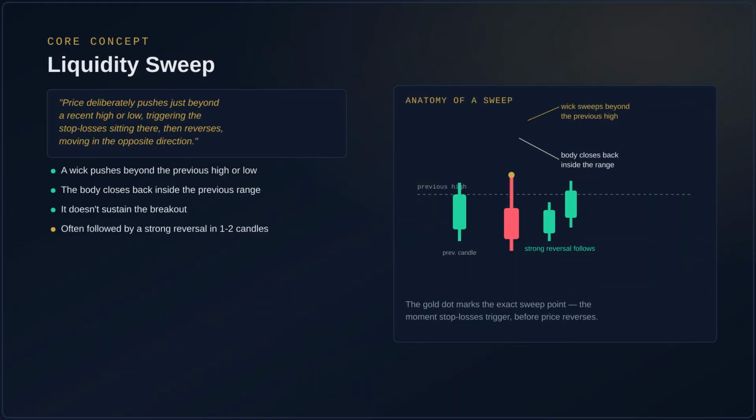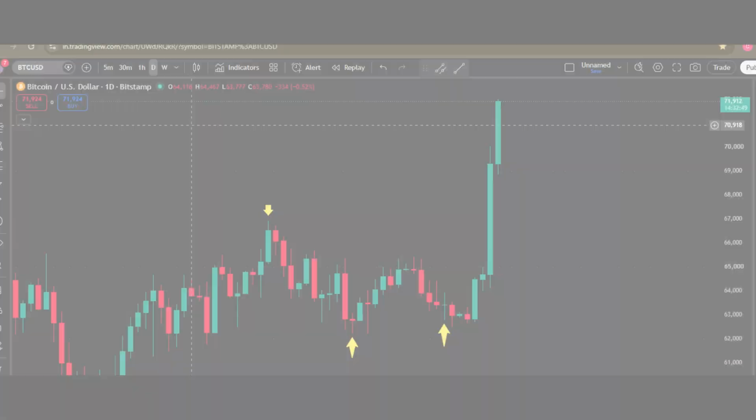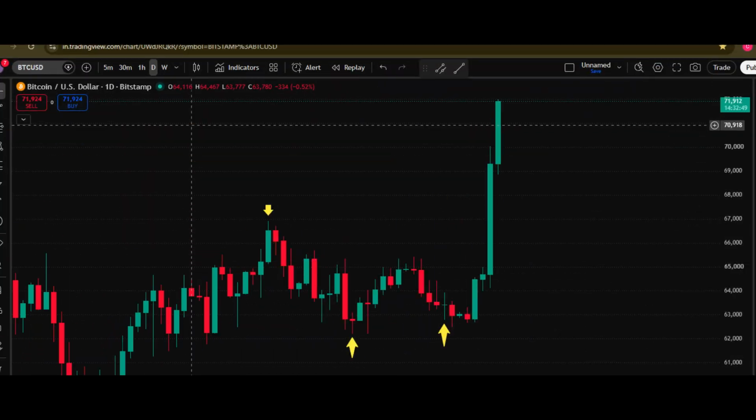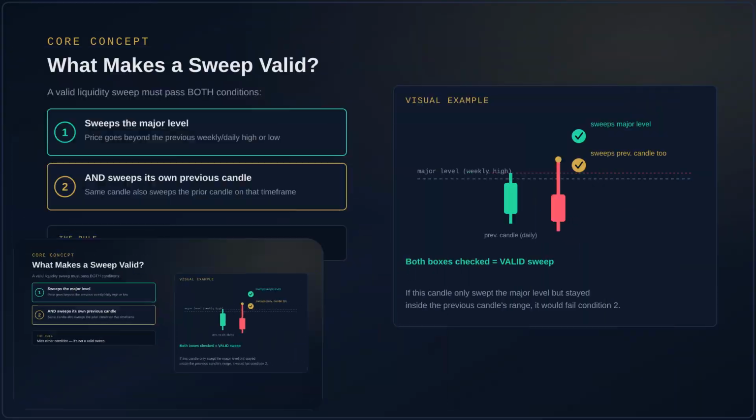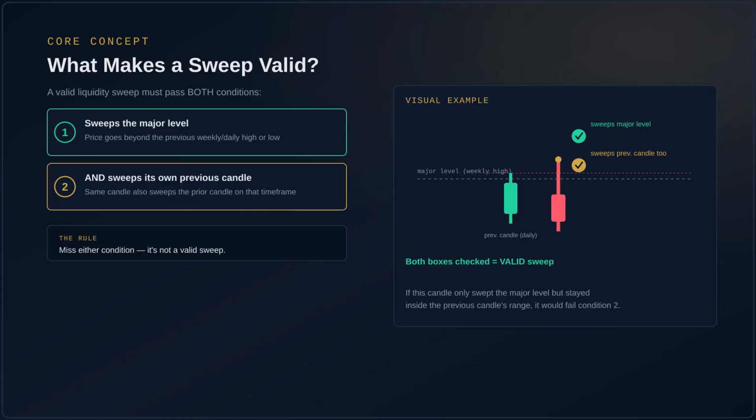Now let's understand a valid liquidity sweep, which decides the direction of the trend. The market moves on the basis of liquidity sweeps only. So we have to understand which liquidity sweep is valid and which is invalid. If the liquidity sweep is valid, the market will go in that direction. If the liquidity sweep is invalid, the market will definitely return to take liquidity from that point. Let's understand a valid liquidity sweep first.